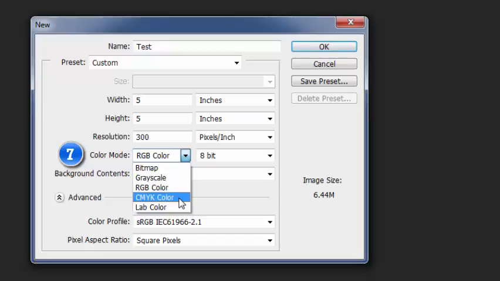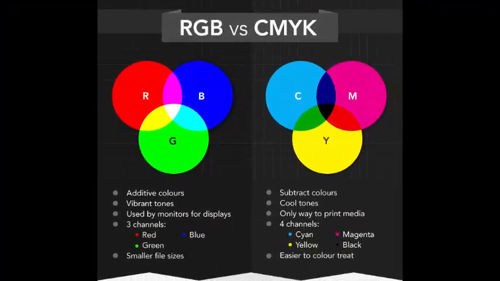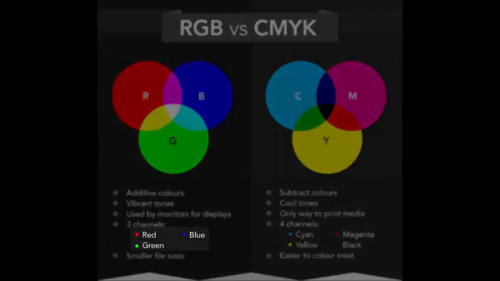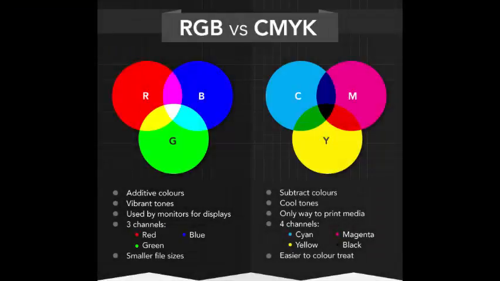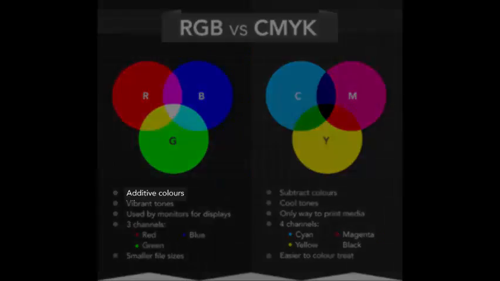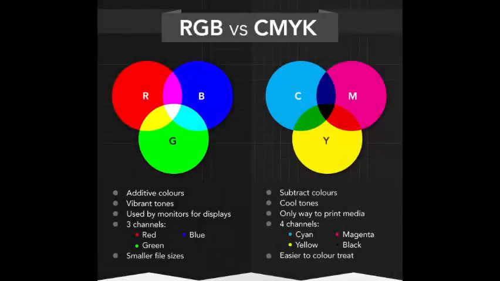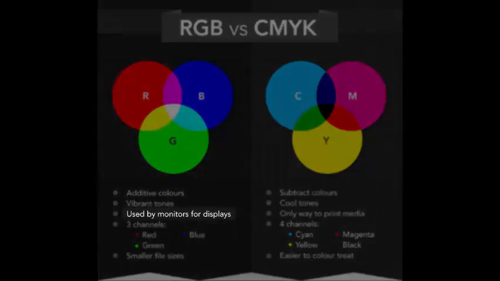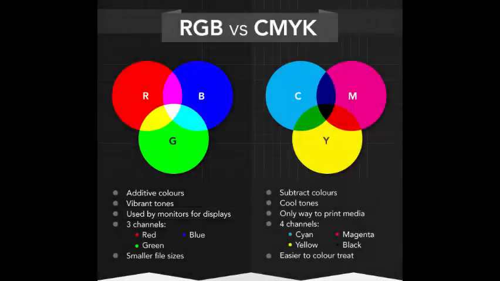So let's look at the difference between these two color modes. On the left, we have RGB, which stands for red, green, and blue. It takes those original colors and they add together to create many, many different colors. The main thing RGB is used in is a monitor or a display. So your TV or your computer monitor are done in RGB.